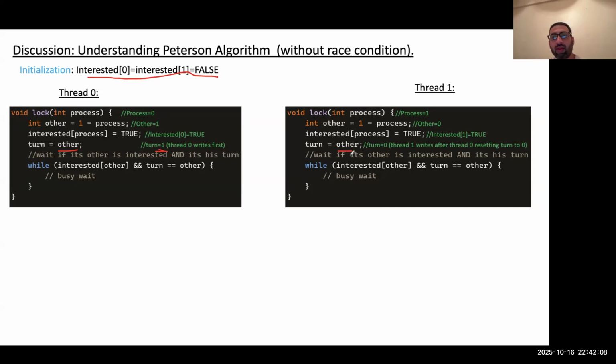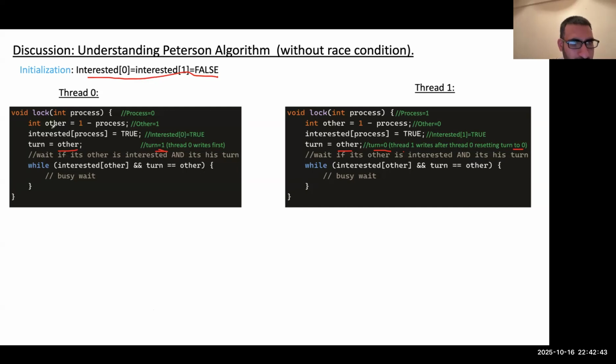And then let's say that after that, thread 1 updates the value of variable turn, so it sets turn equal to 0, right? Thread 1 writes after thread 0, resetting the value of turn to 0. Everyone is with me until this point? If not, let me know. So how does turn equal other work with thread 0?